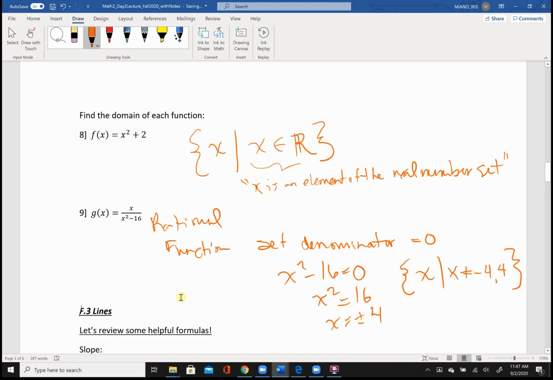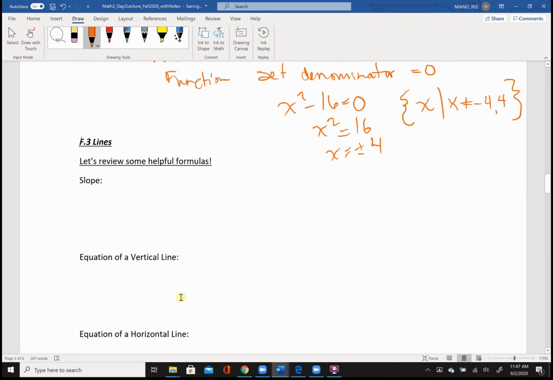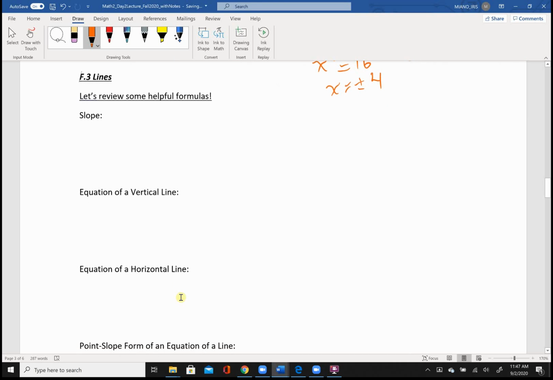Okay, so they're stating some domains. Let's switch gears. We are going to enter into elements of another section called F.3. So this is a preliminary section in your textbook.